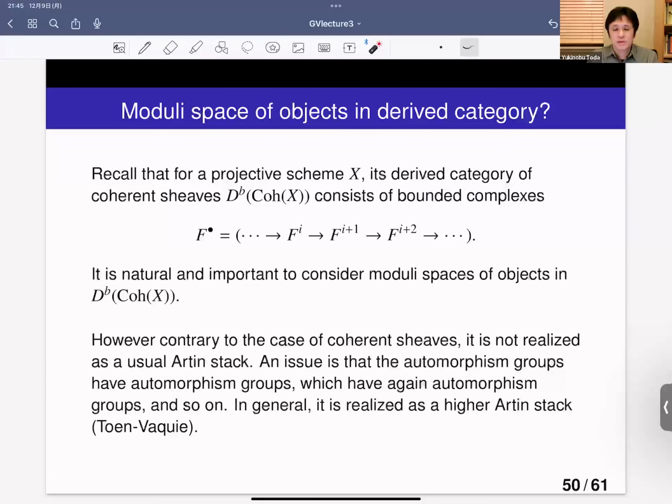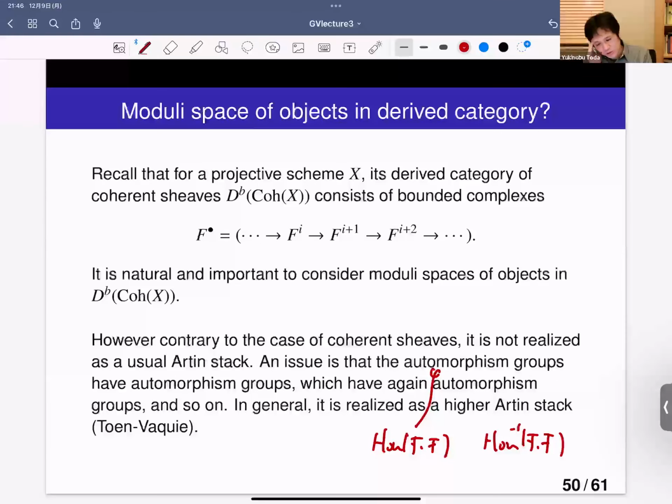This is because stack theory is used to consider moduli theory where we have just automorphisms. But in the case of the moduli space of objects in the derived category, the automorphisms also have automorphisms. This is because the automorphism group has tangent space Hom(F,F). But the automorphism groups of objects in the derived category also form a stack. This is because the automorphism group has automorphisms given by Hom^{-1}(F,F).